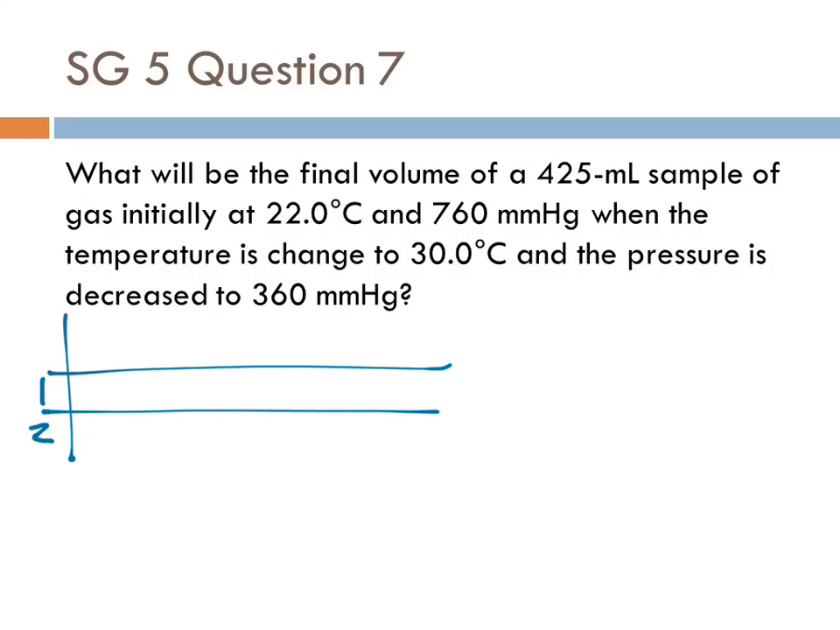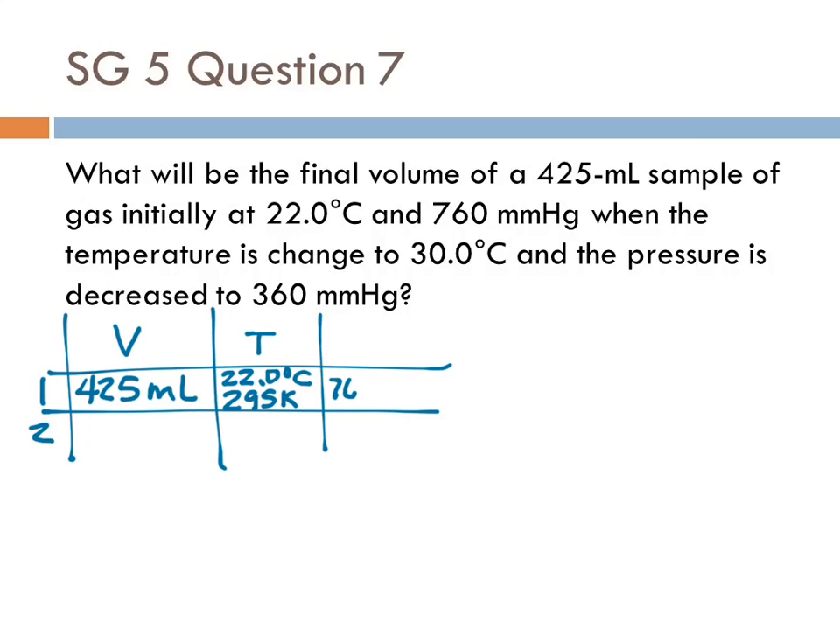First number, 425 milliliters. And it says a volume of, so that's a volume. The unit milliliter tells us that as well. 22 degrees Celsius. What do we need to do to that? Convert it to Kelvin. So we're going to add 273. And that's 295 Kelvin. That's a temperature, so we label that column T.